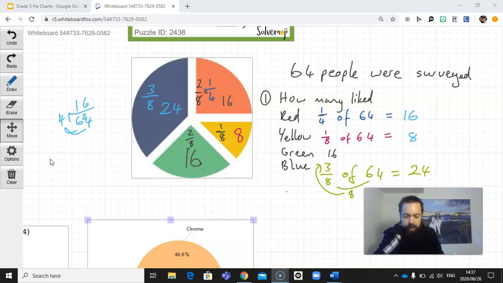And if you add up 24 and 16 and 8 and another 16, you will get to 64, which is how many people were surveyed altogether. So as I said, sometimes you will be given how many people there are and need to find out how many people chose each of those particular things.